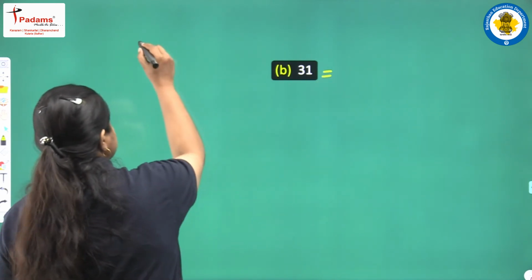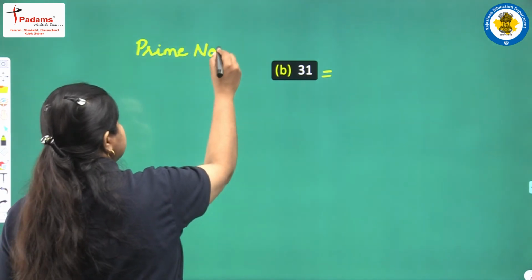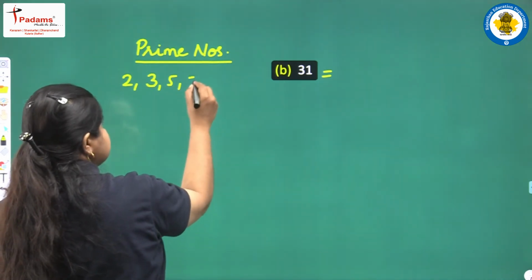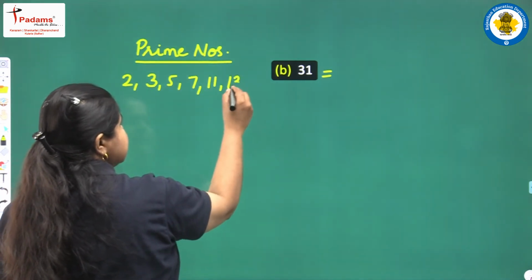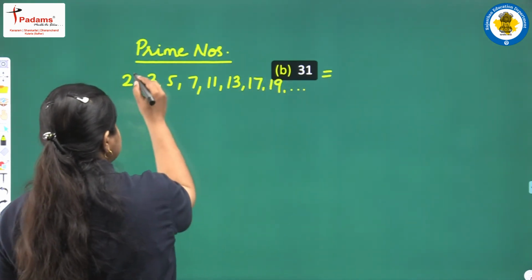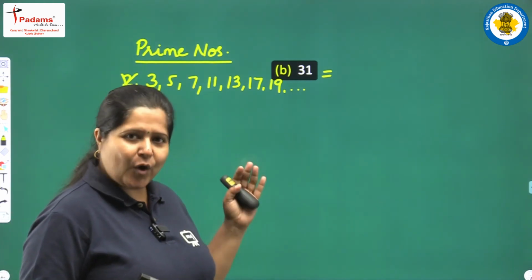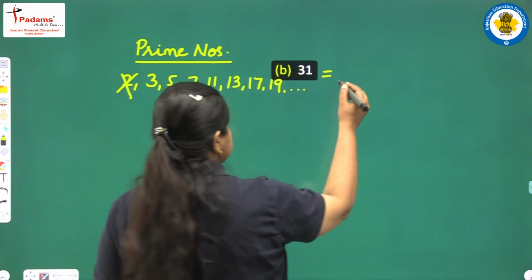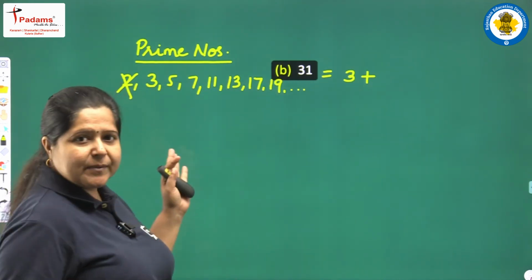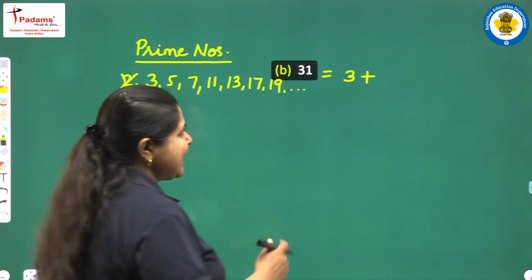पहला प्राइम, let us write the prime numbers once again so that it's very much clear to us. 2, 3, 5, 7, 11, 13, 17, 19 and so on. 2 can't be taken here because it is an even prime and we have to take odd primes. So, 31. We will start with 3. What will be the second number that is possible? Subtract 3 from 31. What will you get? You will get 28.